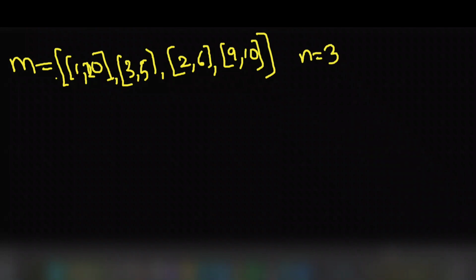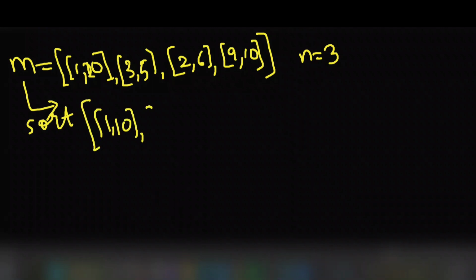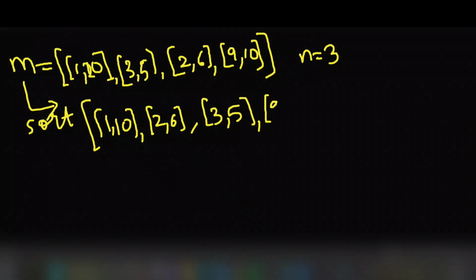First we need to sort it, because we need to take the start time in increasing order. We should take the lowest start time of the meeting first. So we'll just sort it out, and we'll get 1 comma 10, 2 comma 6, 3 comma 5, 9 comma 10. So this will be the sorted meetings array.